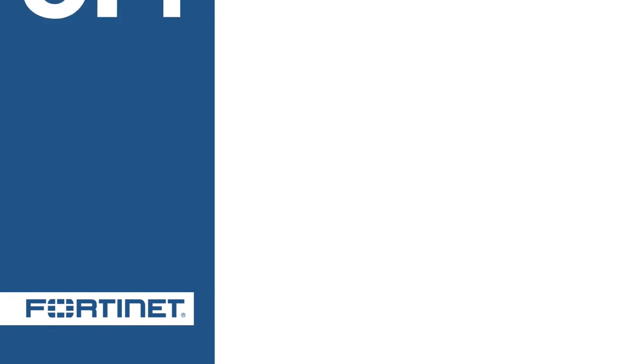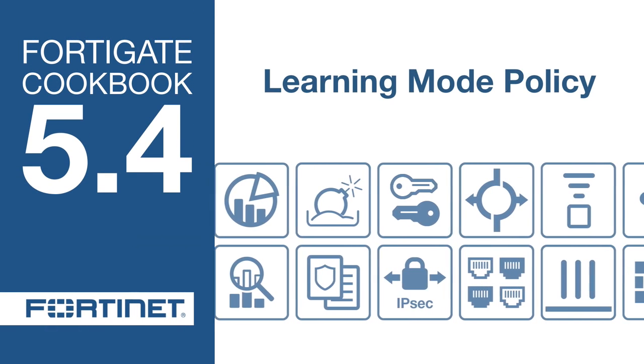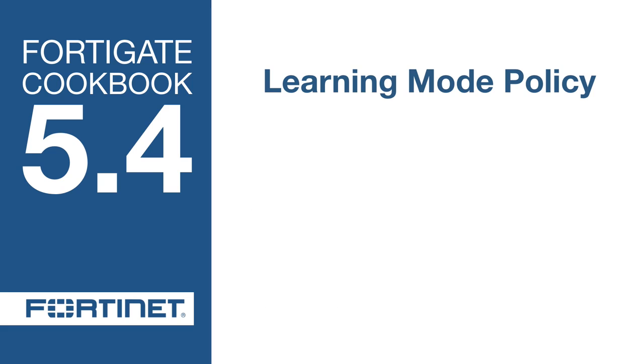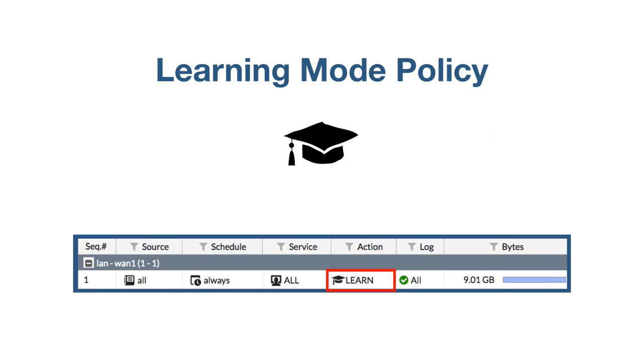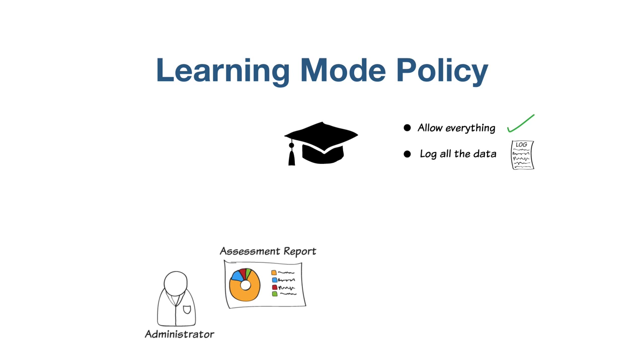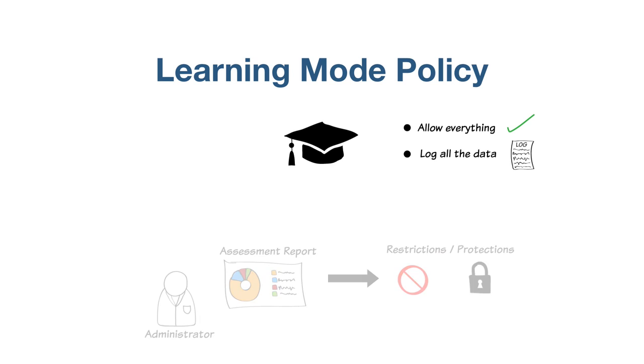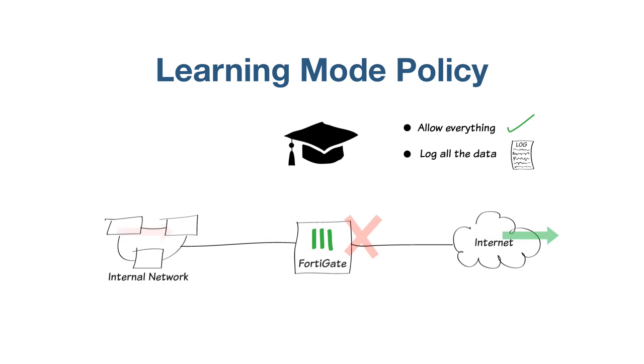This video will show you how to use the new Learning Mode feature introduced in 5.4 for firewall policies. The Learning Mode feature is a quick and easy method for setting a policy to allow everything and log all the data. The information collected can later help to determine what restrictions and protections should be applied to your firewall policies based on usage. Wouldn't it be nice to know which traffic you should be blocking, letting through, or managing?